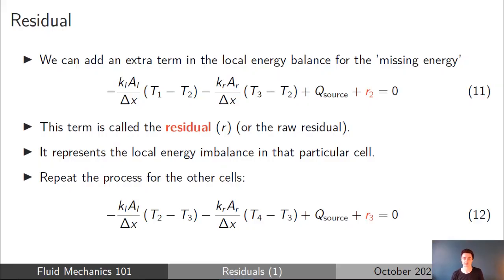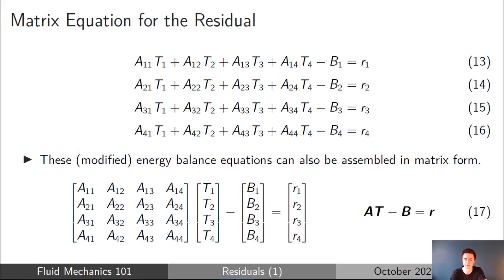And of course, we could repeat this process and rewrite our conservation of energy for all the other cells in the mesh. We could rewrite it for cell 3 and cell 1 and cell 4, adding this extra term called R to each of those equations. And this would allow us to arrive at the set of equations you can see there on the slide, 13 through to 16. All we've done is just added an additional term to each of those equations to represent the missing energy, or the energy imbalance. And of course, this set of equations can also be written in matrix form, and that allows us to arrive at equation 17. We've now, rather than having AT equals B, we've now got AT minus B equals R. And that R there is the vector of residuals for all of the residuals in the mesh.